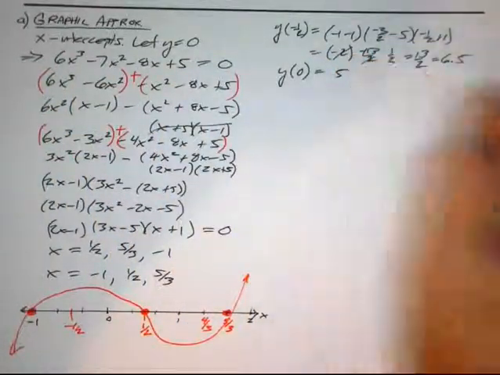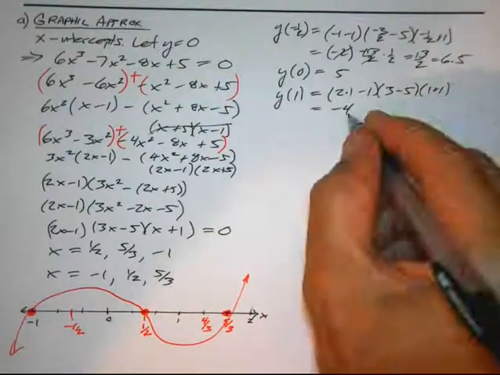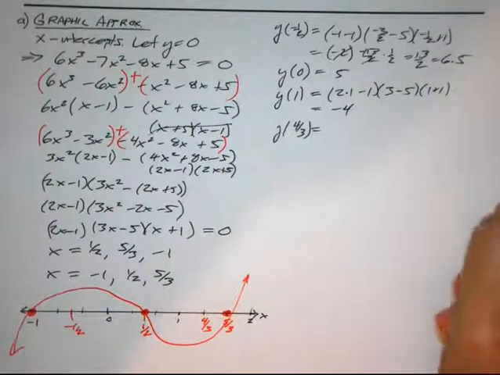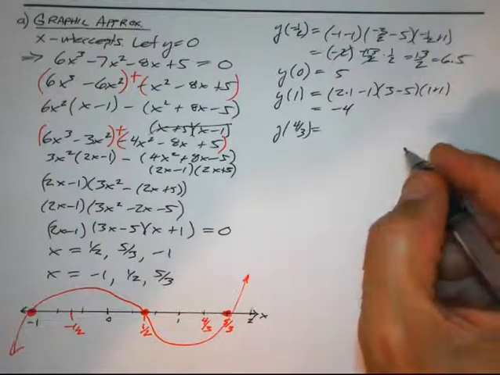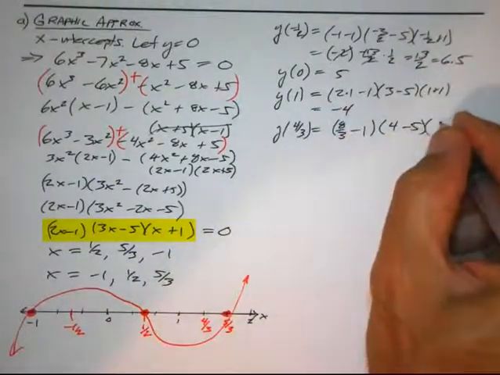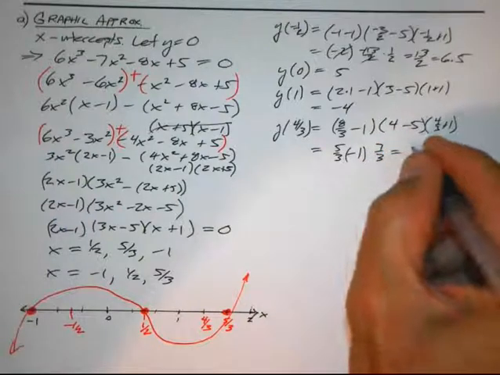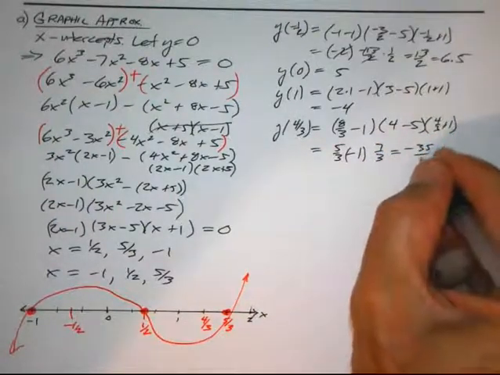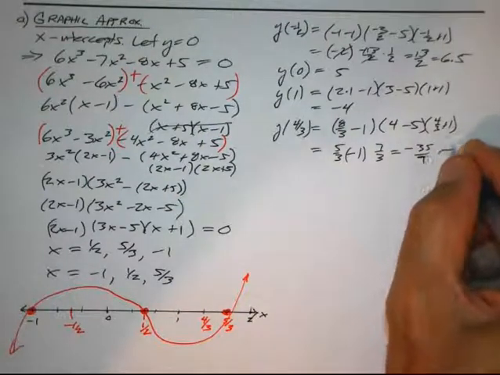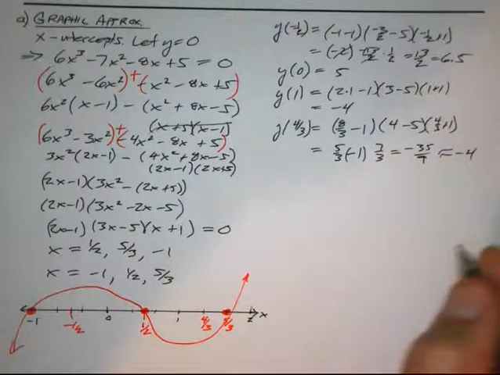Okay, how about y of 1, negative 4. Okay. Lastly, y of 4/3. I guess I'll go direct substitution since the factored version is sitting here available. At negative 35 over 9. Okay, that's very close to negative 4, isn't it? Just for sizing it up here.